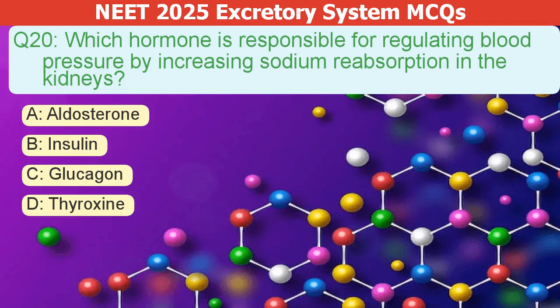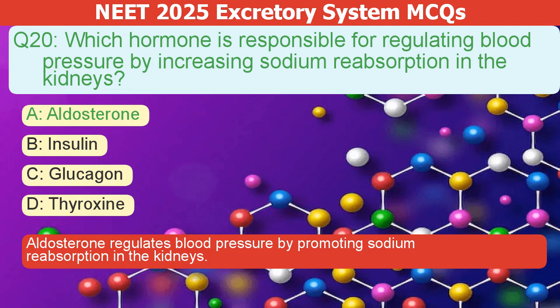Which hormone regulates blood pressure by increasing sodium reabsorption in the kidneys? A. Aldosterone. B. Insulin. C. Glucagon. D. Thyroxine. The correct answer is A. Aldosterone regulates blood pressure by promoting sodium reabsorption in the kidneys.